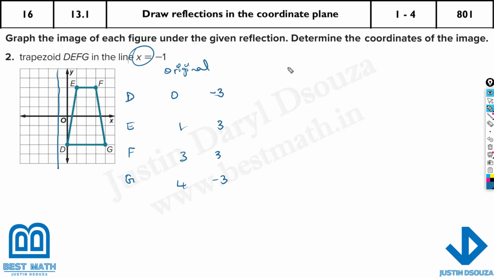Now here it's not just reflected. It's just the inverse of these: x and y becomes y and x. That was for y is equal to x. That was very easy, right?